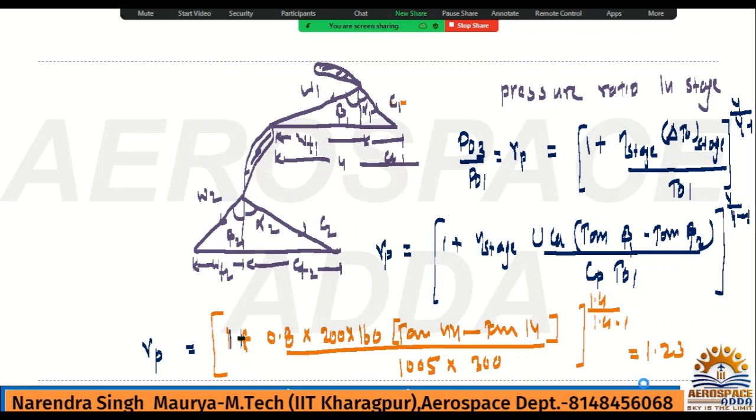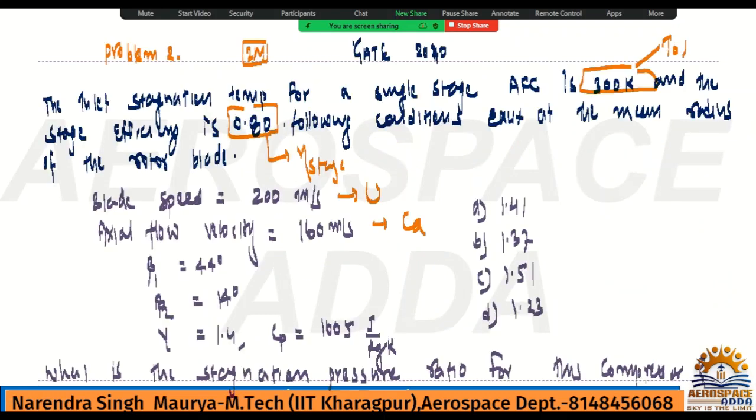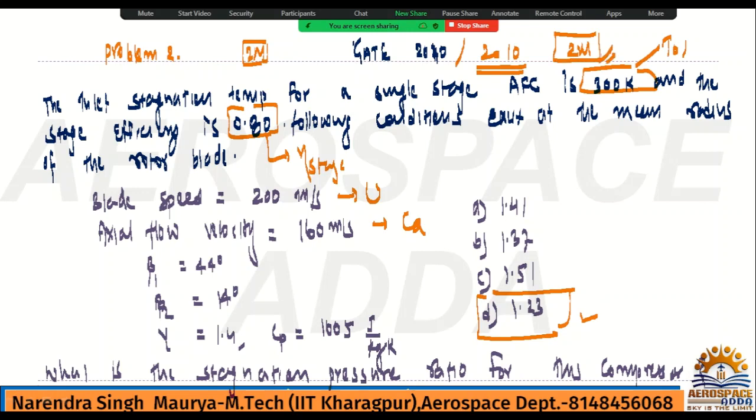Check which option is given. 1.23, so option D is the correct answer. This was asked in GATE 2010, and it was for 2 marks. So you can check, it was a simple problem they had asked.